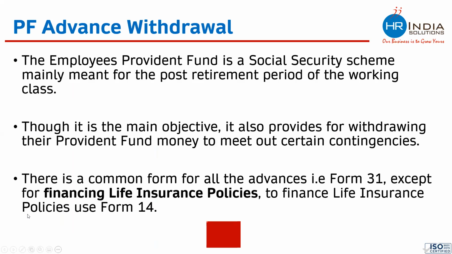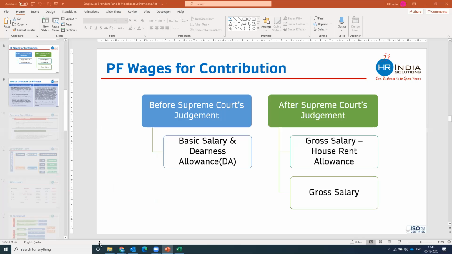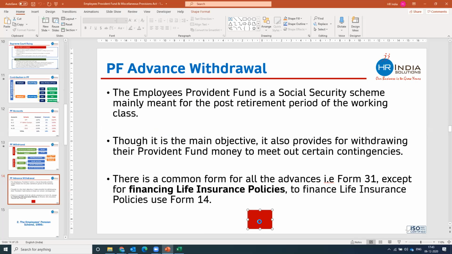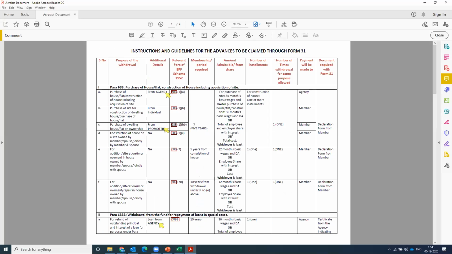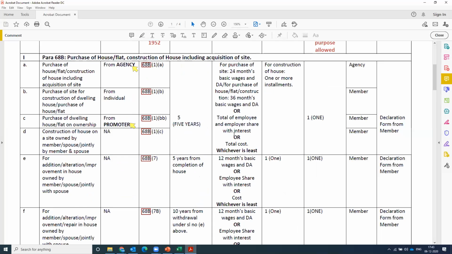And like I said, for advance withdrawal, there are multiple cases that need to be considered. There are many reasons for which you can withdraw the PF fund.